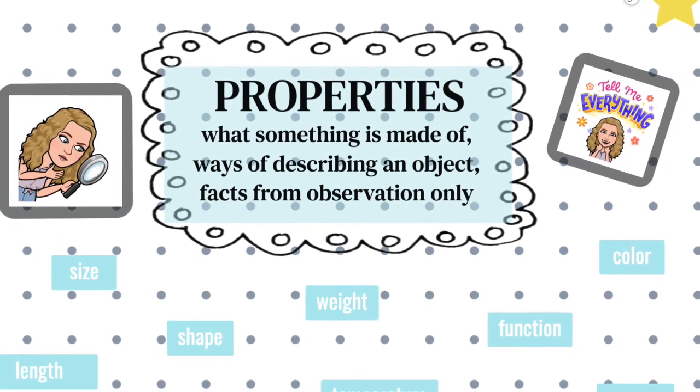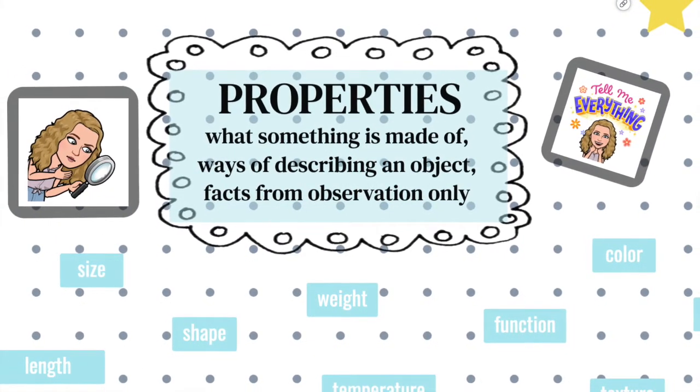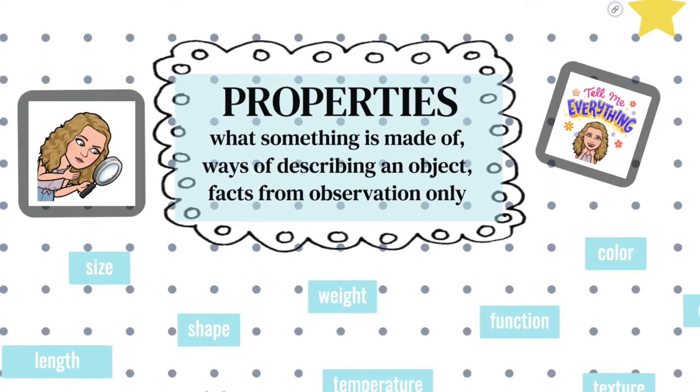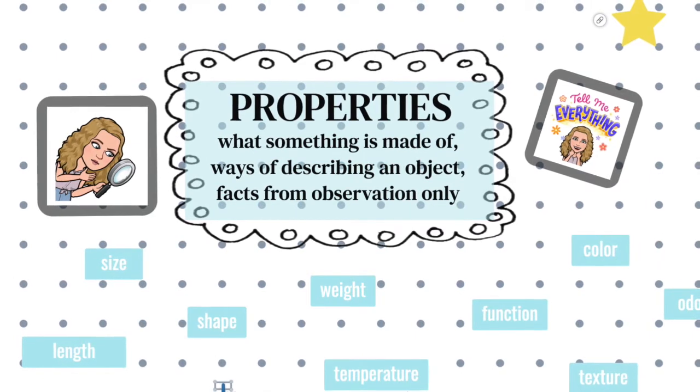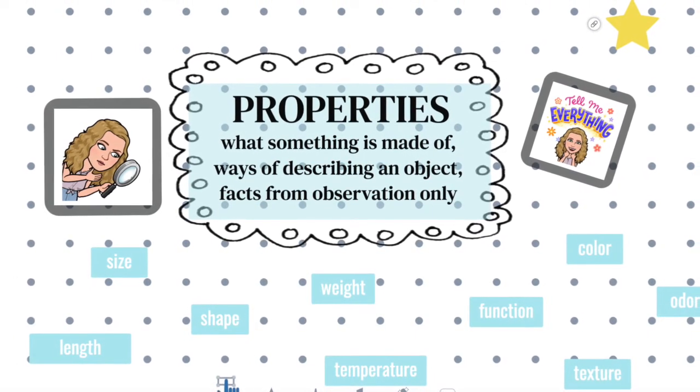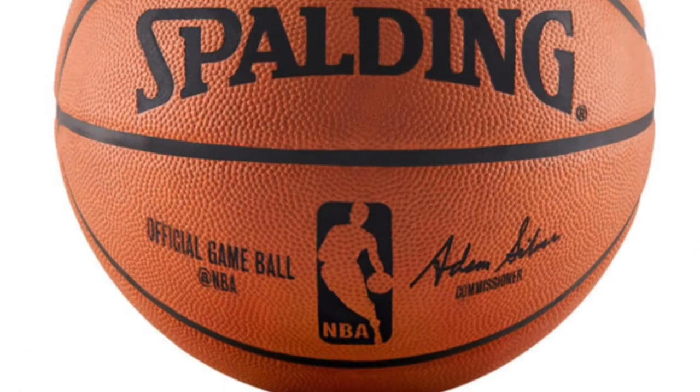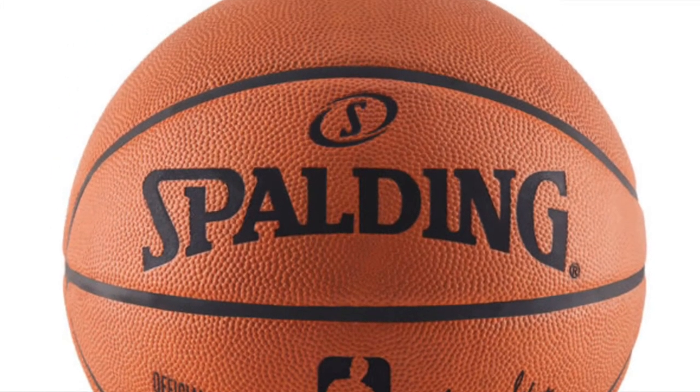Okay, and there are all of our properties again. We have length, size, shape, weight, temperature, function, color, texture, and odor. So now let's take a look at an object and see if we can observe some of its properties.